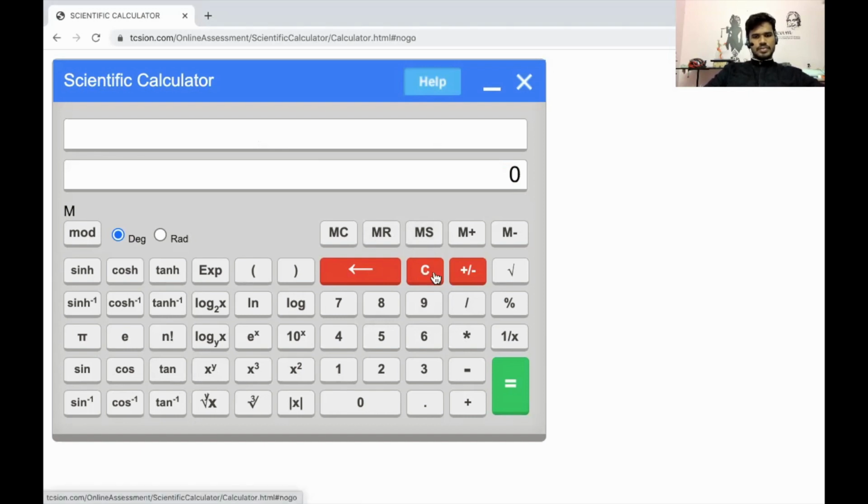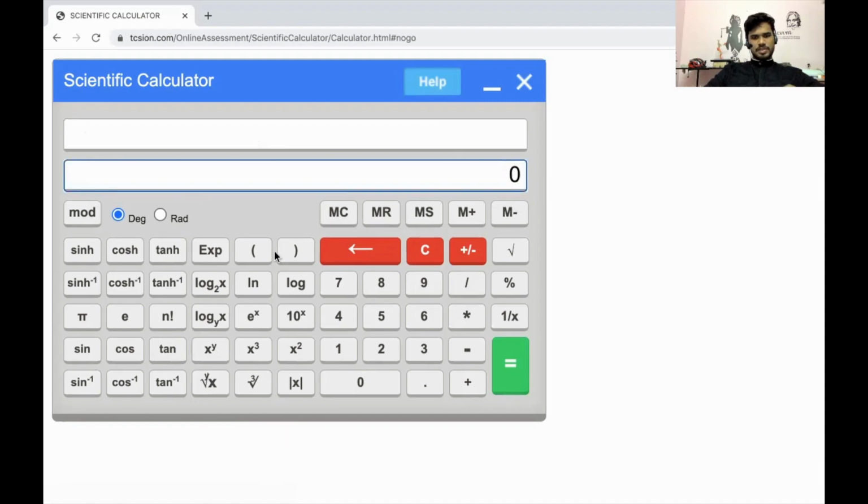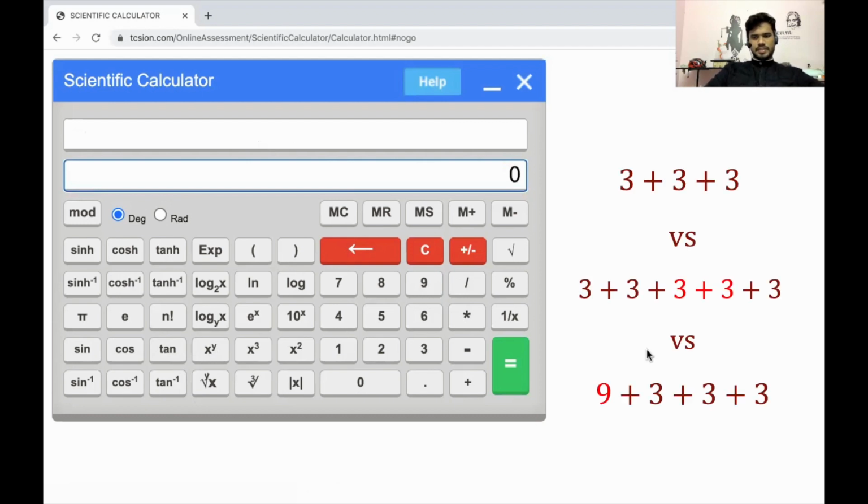First thing, after the end of each problem, clear the memory. That's a good habit. MC for clearing the memory. Yeah, the memory disappeared. Now let's do something very, very simple. 3 plus 3 plus 3. We want to do a summation. That is where M plus and M minus help. 3 plus 3 plus 3 is simple. We can do it this way: 9.